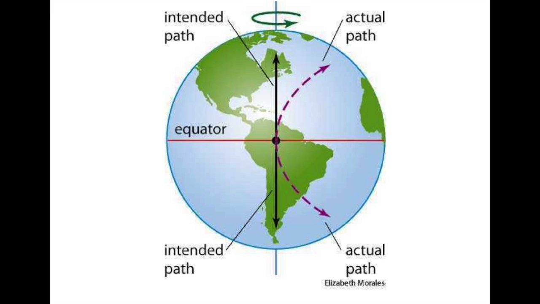The Coriolis Effect is an apparent force that occurs over long distances on the Earth's surface. This force appears due to the rotation of the Earth's surface while an object is moving northwards or southwards.